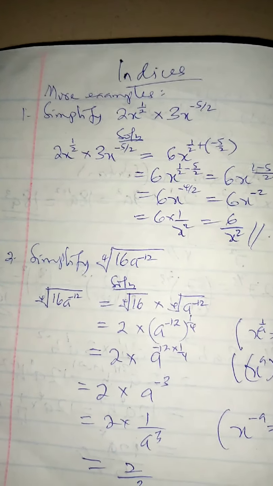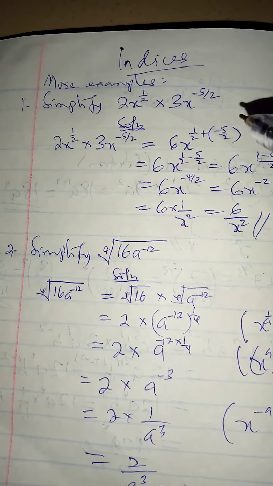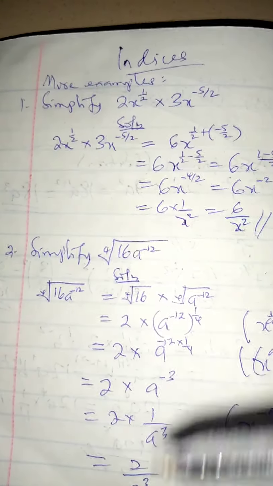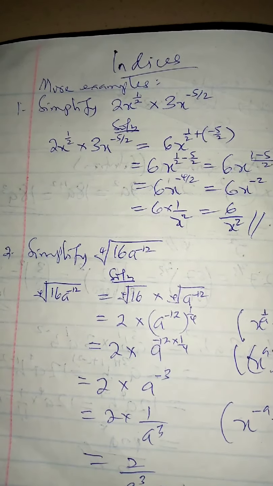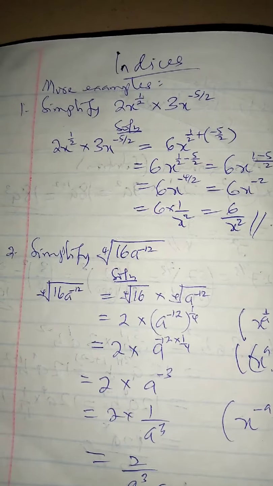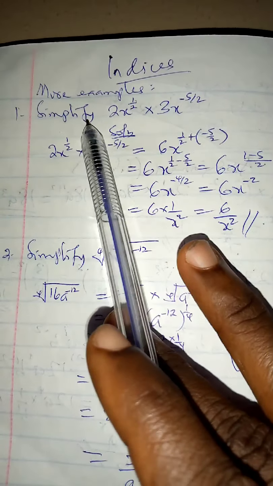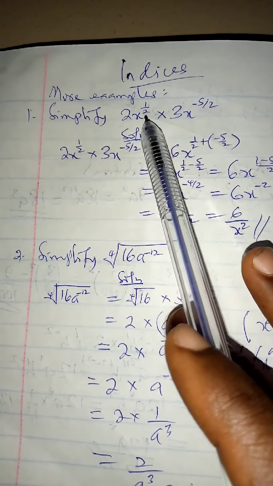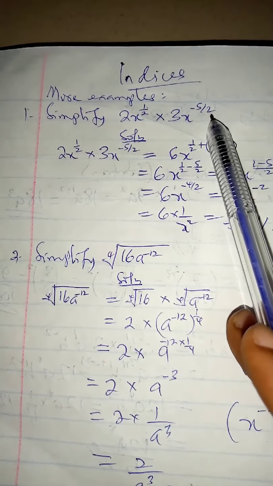Good morning, class. We are going to continue on indices today, where we'll try to see how we do general examples in applying the 7 laws already discussed. For example, look at this one. You have to simplify 2x raised to power 1 over 2 times 3x raised to power minus 5 over 2.